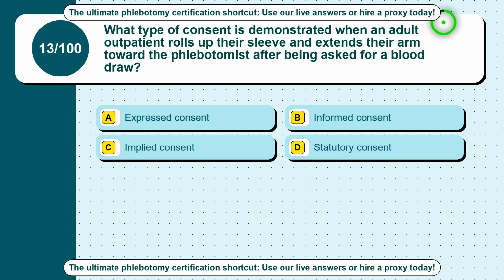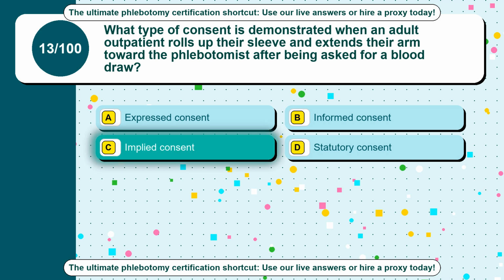Question 13. What type of consent is demonstrated when an adult outpatient rolls up their sleeve and extends their arm toward the phlebotomist after being asked for a blood draw? Option A. Expressed consent. Option B. Informed consent. Option C. Implied consent. Option D. Statutory consent. The correct answer is option C.